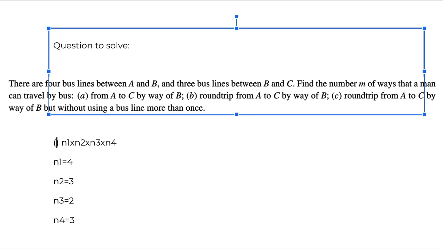This is for C. Alright, so that's how you solve this question.